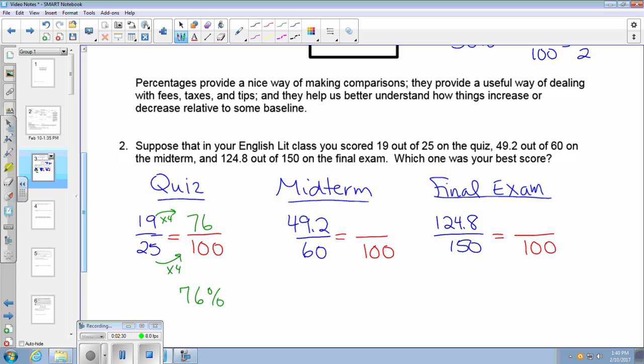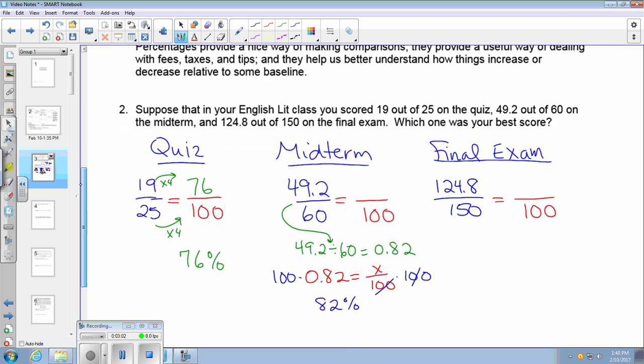Over here, that's a little tougher to do, so I'm going to give you a second option. So remember that division sign in the middle. That's all that is. That fraction bar in the middle means divide. So if you carry out that division, you get 0.82. So now our equation is 0.82 equals something over 100. So I'm going to put x over 100. And then we're just going to multiply both sides by 100. And by the way, if you remember the shortcut that you can just move that decimal point over 2 places, that's fine. So you got 82% on your midterm exam.